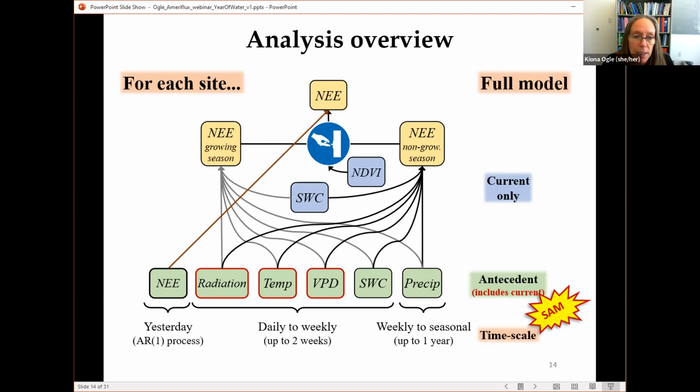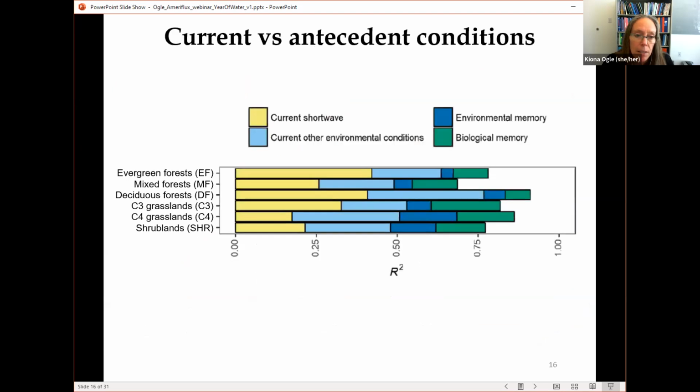So this is all applied within that SAM framework and fitting those models to 50 some sites. I'm just going to give you an overview of the results broken down by the biome with which those sites are aligned. And we use this model to evaluate the relative importance of past conditions, which we describe as a memory response. So environmental and biological memory, or just combine them and think of this as ecological memory, the role of antecedent conditions.